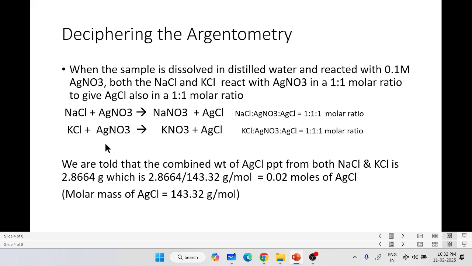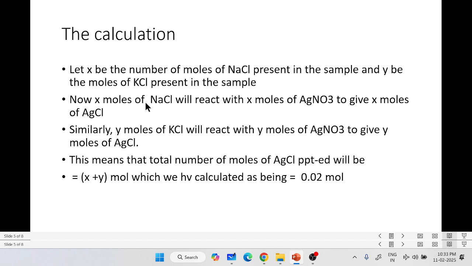Now we are also told that the combined weight of AgCl precipitate from both the NaCl and KCl is 2.8664 grams. This corresponds to 0.02 moles of silver chloride, because if we take the molar mass of silver chloride, which is 143.32 grams per mole, we find that 2.8664 grams corresponds to 0.02 moles. All right, so now how are we going to calculate this?